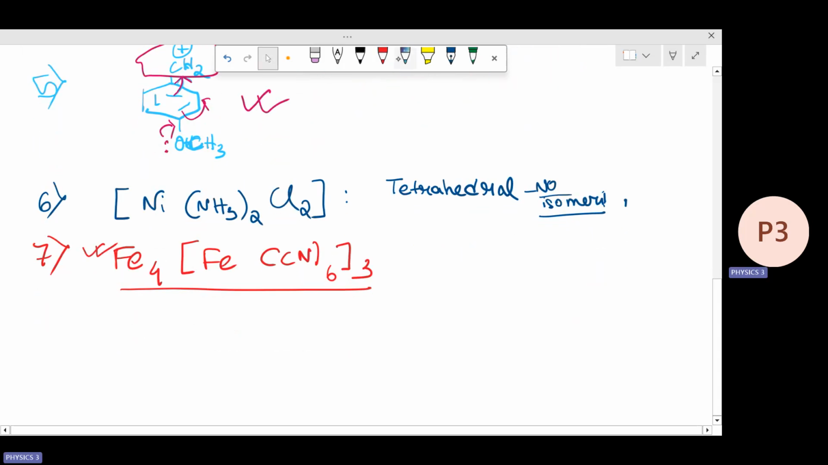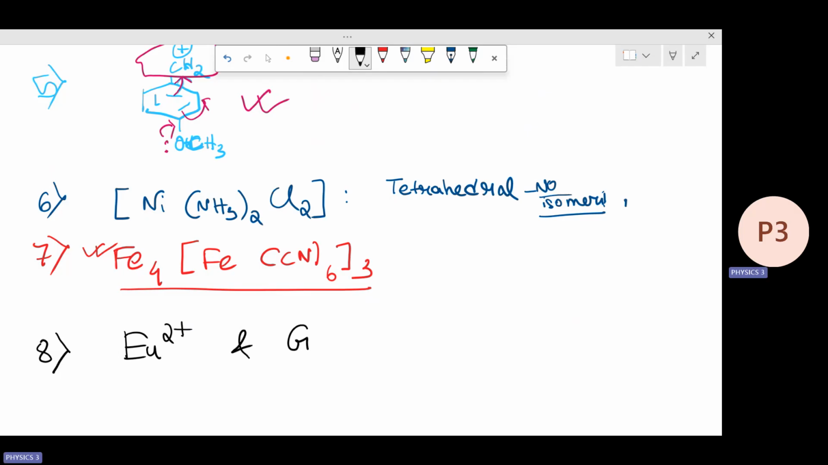Going for the next, they are asking which among the lanthanoids have 4f7 configuration. I hope all of you are okay with the remembrance of the electronic configuration. Among these, Eu2+ and Gd3+ are the ones which have the 4f7 configuration.